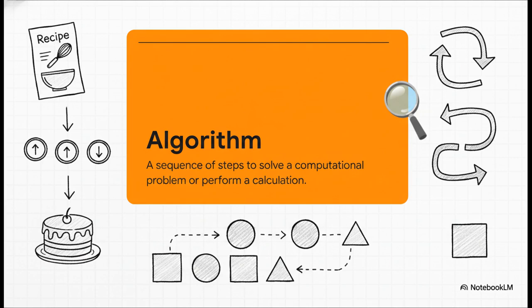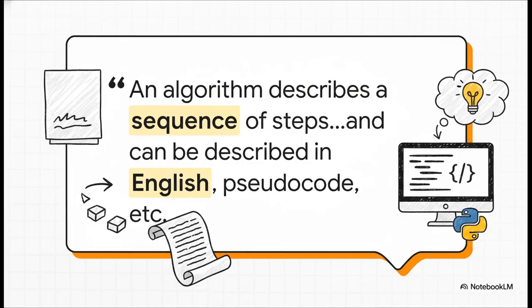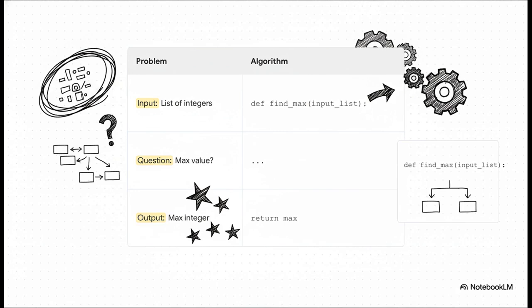Seriously, think of it like a recipe for baking a cake. You follow the steps in the right order, and you end up with a cake. Same idea. And this quote right here, it nails a really important point. An algorithm is just an idea. The logic behind it can be explained in plain English. You could draw it on a whiteboard, or you could write it in a programming language. The language might change, but the core steps, the logic, that stays the same. This table lays it out perfectly.